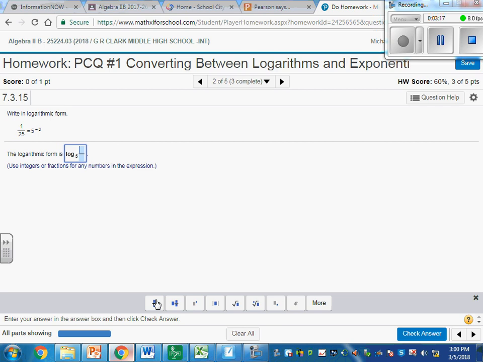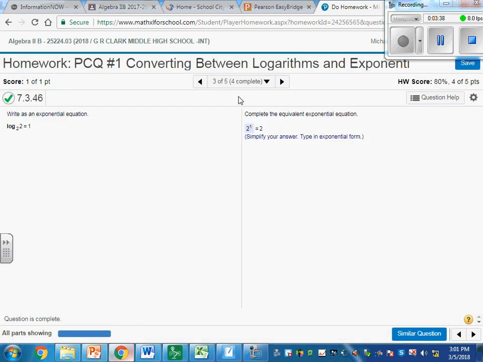That's a fraction, so I'm going to have to enter the fraction using this button to get the upstairs and the downstairs, 1 over 25. And what does that equal? This side will be my exponent, negative 2.